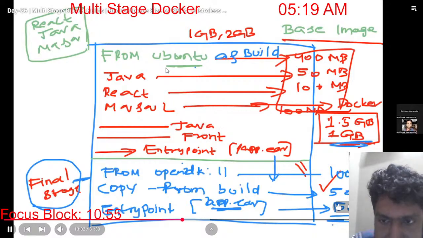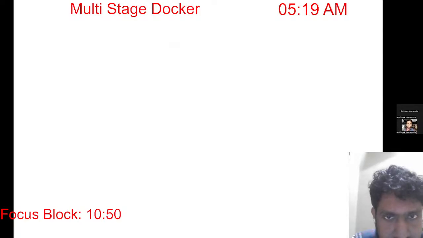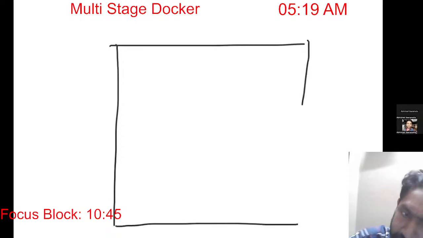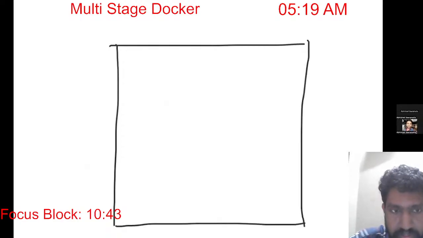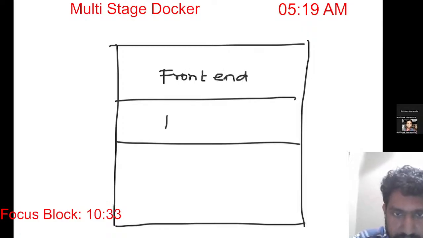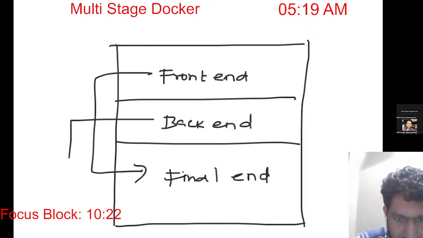Now this can be of multiple steps as well. Here I just took the example of one stage, but you can increase the stages depending upon your application. I'll show you a practical example as well, don't worry. Here it can be of 2 to 3 stages. In the first stage, you might only focus on building your front end. In the second stage, you might only focus on building your back end. And in the final stage, you will only get the dependencies from the front end stage and back end stage, and as part of your CMD, you will just execute it.